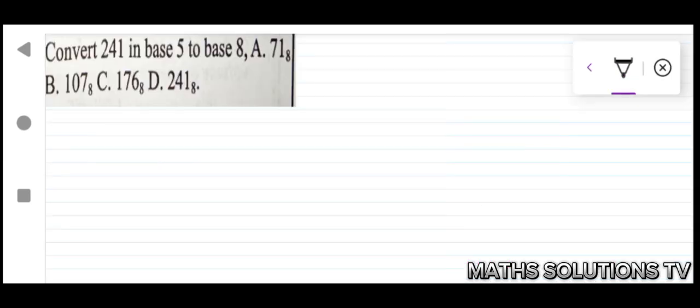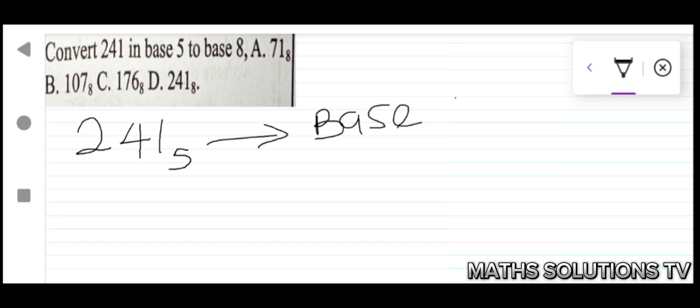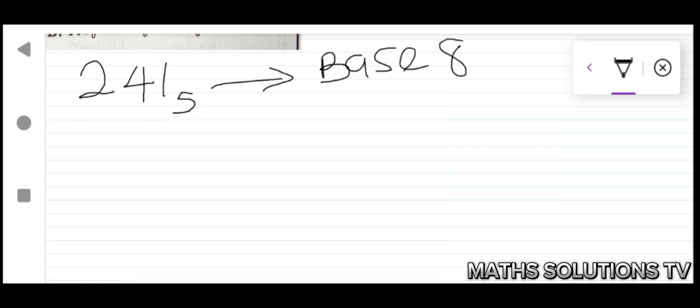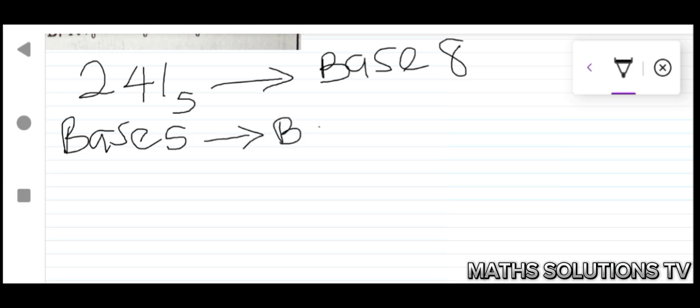Do you believe only few persons understand this question? Let's see. The question says convert 241 in base 5 to base 8. So let's write that out: 241 in base 5, then we want to change that to base 8. But of course, you should understand that we cannot directly convert this to base 8. We have to change from this base 5 to a base 10 number, and from this base 10 number we can then figure out the base 8 value.